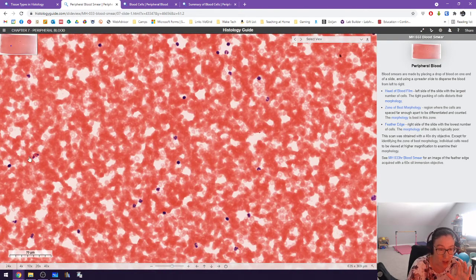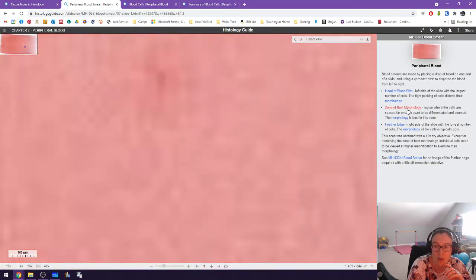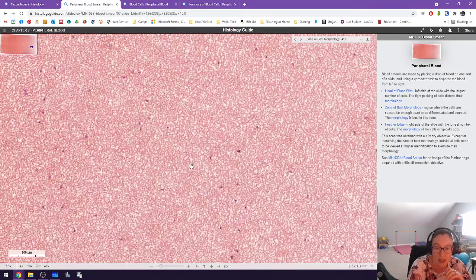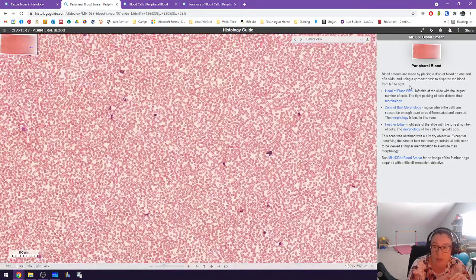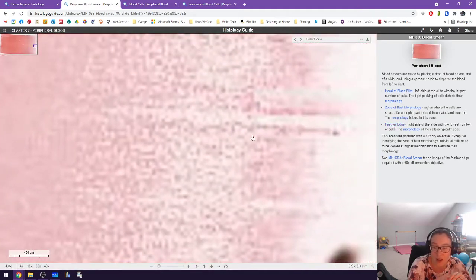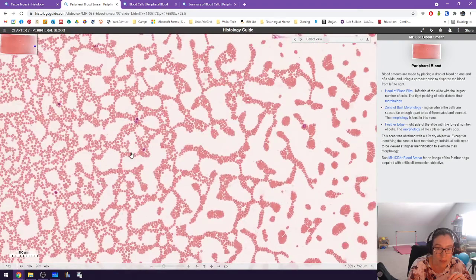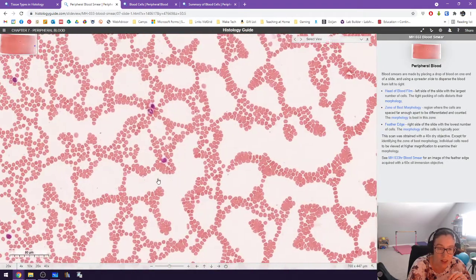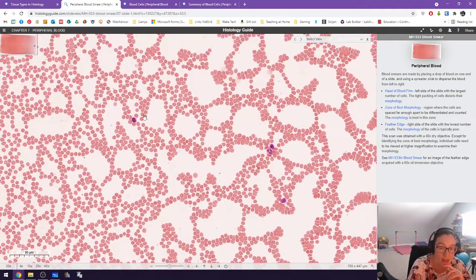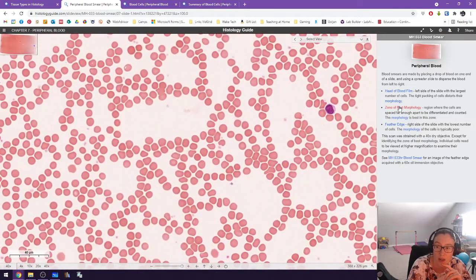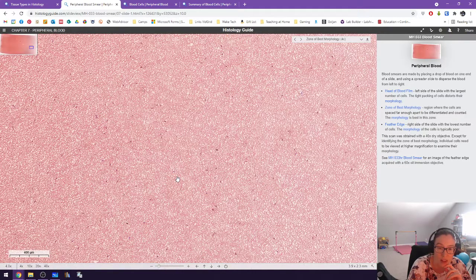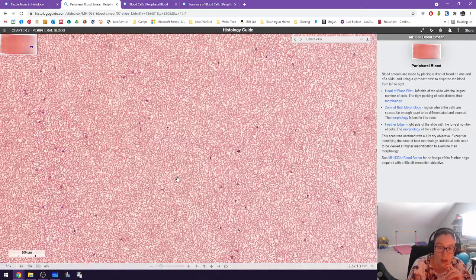But we do actually see a lot of white blood cells here, right? Because there's more of them. Whereas the zone of best morphology, this is where we're going to be able to see all of the cells are spread out a little bit. And then at the feathered edge over here, they're really spread out, and we've got lots of white space, but it's not quite as easy to count them, right? They're not as evenly spread out. And so you're going to look over here, the zone of best morphology. And so I'm going to go to this.